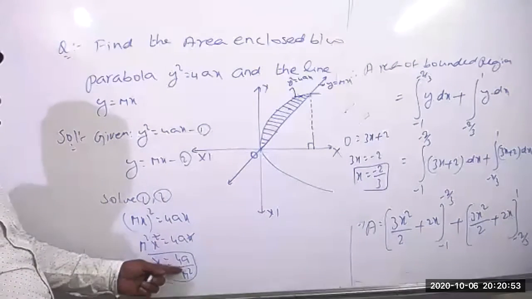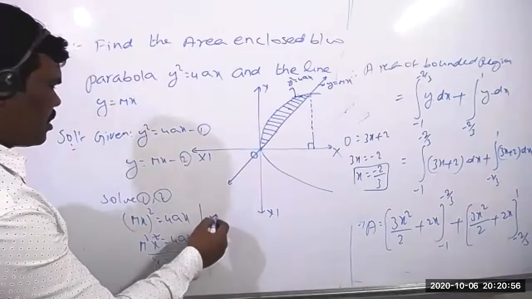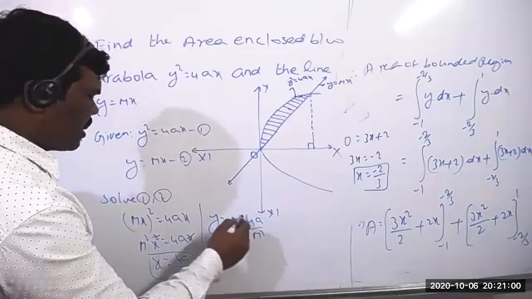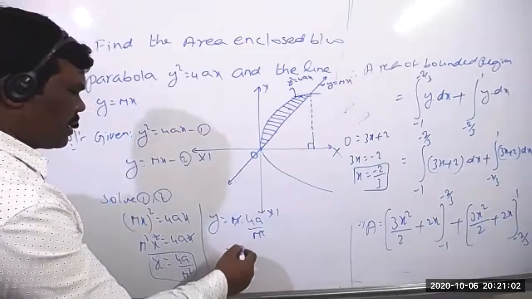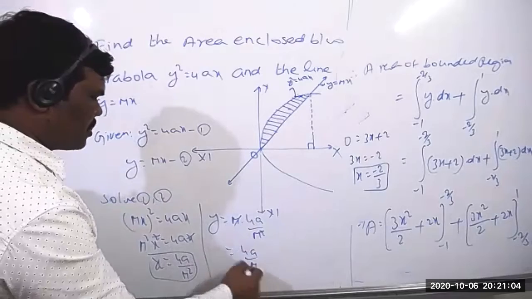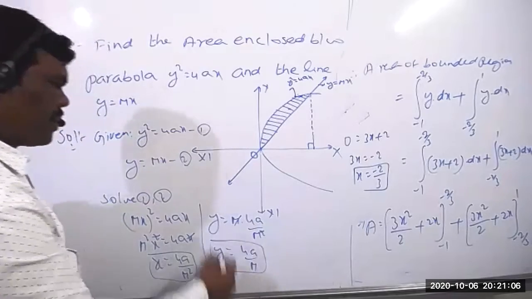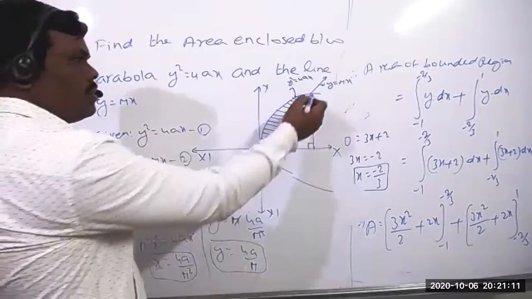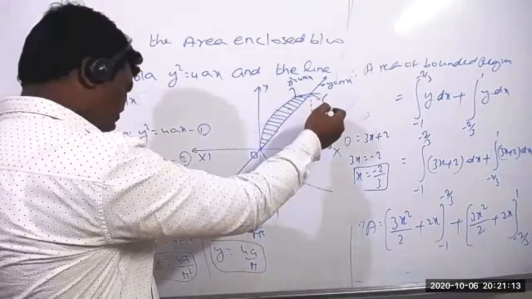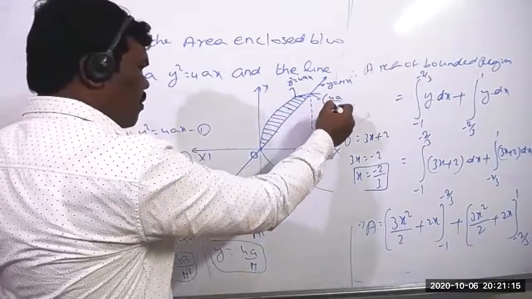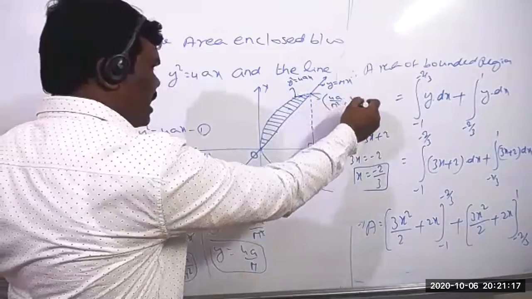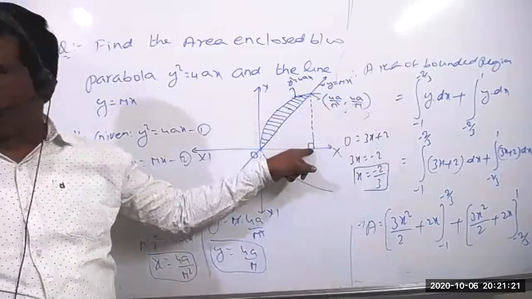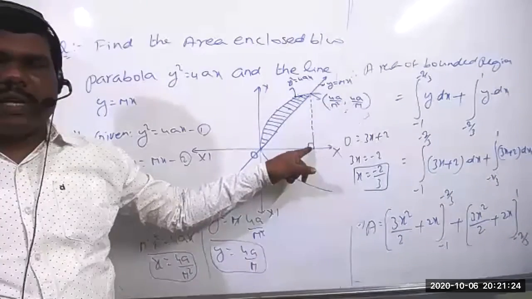And x equal to 4a by m square, you can substitute in there now. So the value of y equal to m into 4a by m square, m and square will be cancelled. So clearly you can write 4a by m. The value of y equal to 4a by m. And what is the point? Tell me now. This intersection point will be 4a by m square, comma 4a by m. This is the point. And what is the x coordinate? Tell me. What is the x value now?